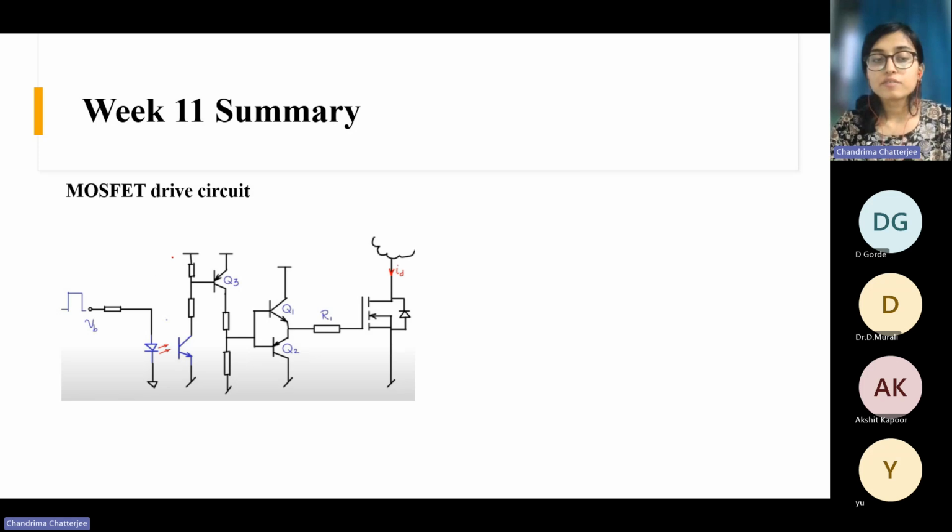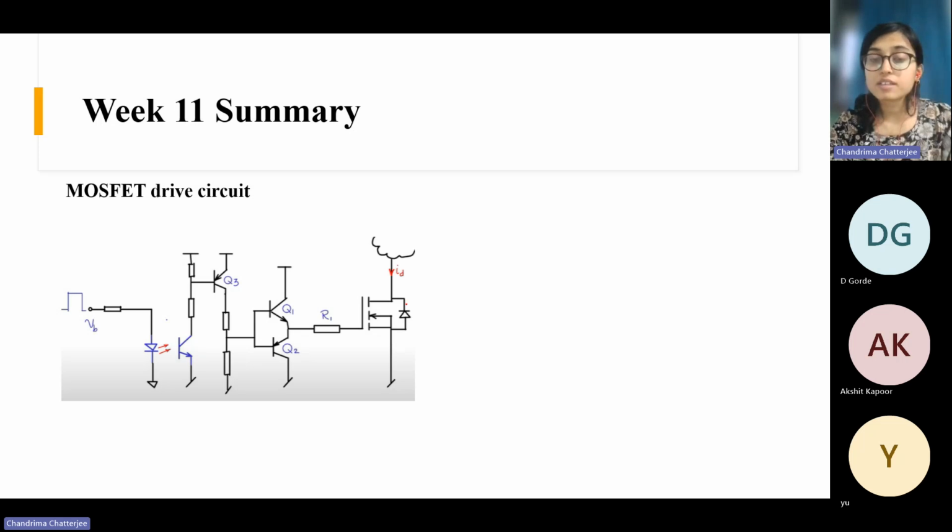And then again you can use some isolated circuit, that is preferable. Why? Because if there is some surge, power surge, or some kind of disturbance on the power side, it shouldn't get transmitted to the signal side. So that's why it is preferable to have isolation in the drive circuits.